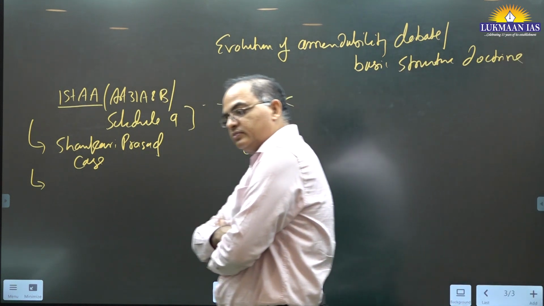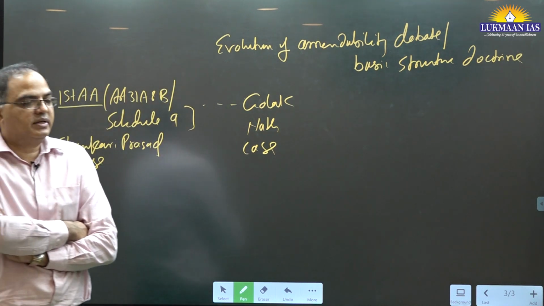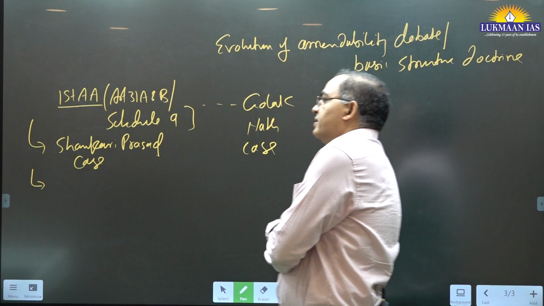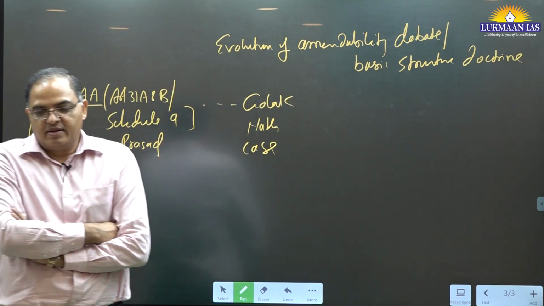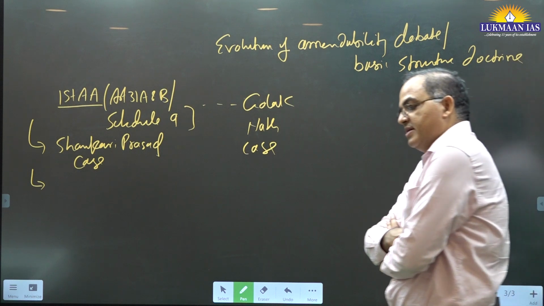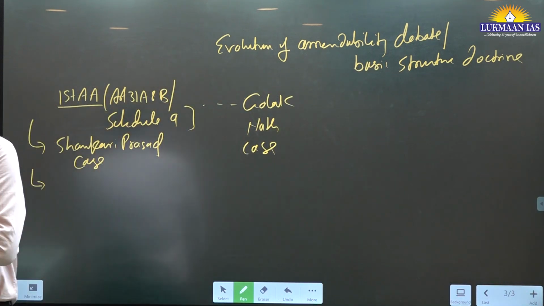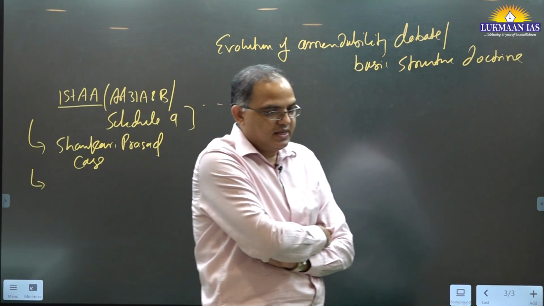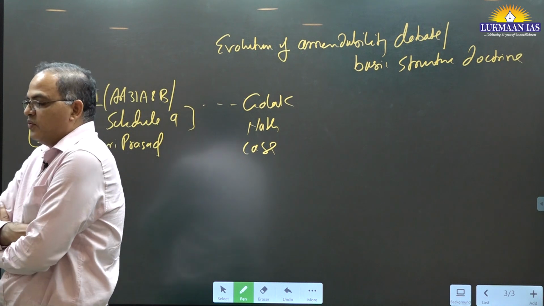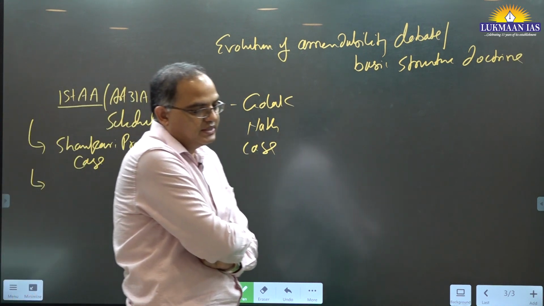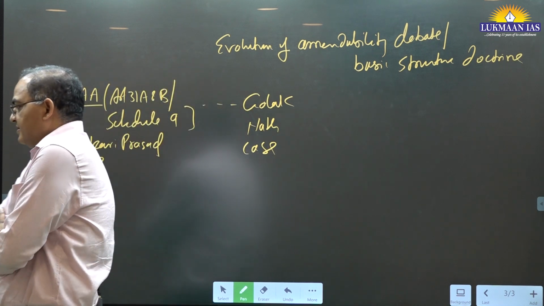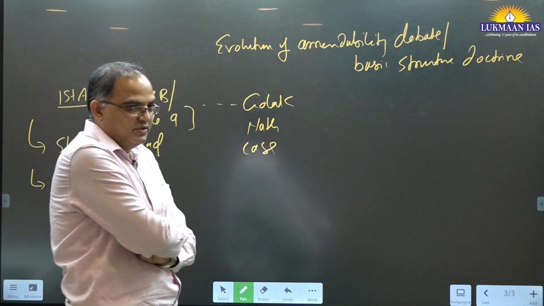Next, Kesavananda Bharati Case. Both amendments were challenged. In this case, Supreme Court propounded Basic Structure Doctrine. Next, the government carried out 42nd Amendment Act to reject Supreme Court judgment.